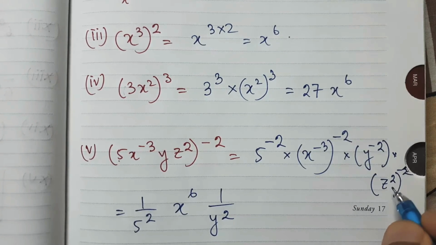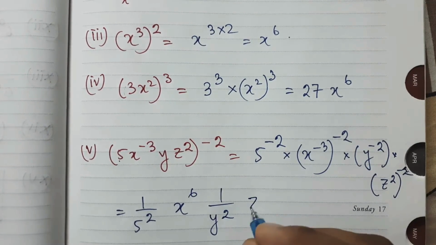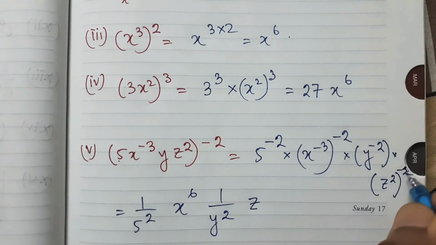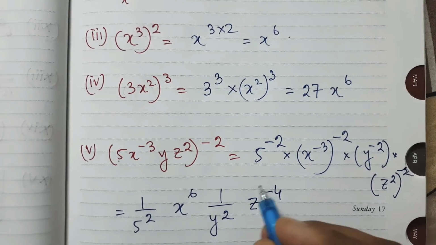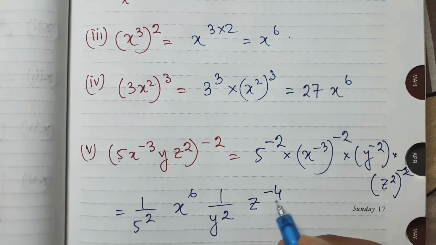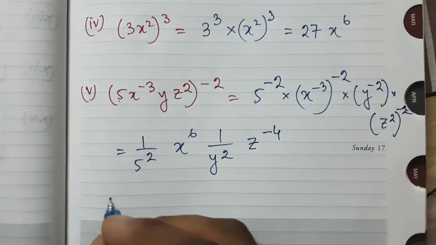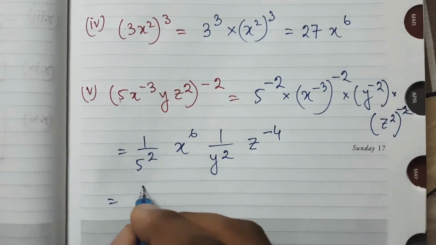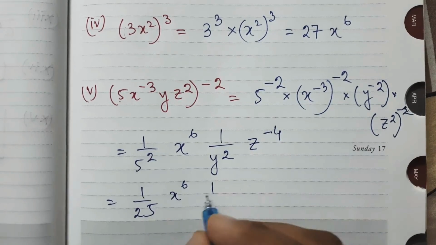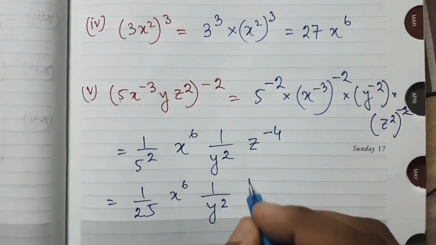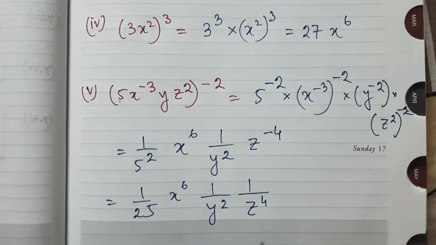And then again for this term, power of power, so formula 2 will be applied. So z to the power 2 into minus 2, which is minus 4. Now for this term a negative exponent is coming, that's why here also we will use the formula of negative exponent. So finally we are getting 1 by 5 square, 5 square means 25, x to the power 6, 1 by y square, and then 1 by z to the power 4.